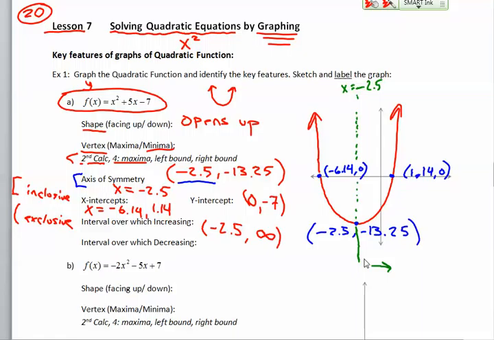So the interval over which it's decreasing is going to be from -infinity for my x all the way up until it reaches -2.5. So that's going to look like this: parenthesis, -infinity, comma, -2.5, again with the parenthesis.